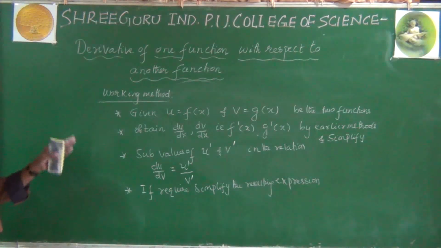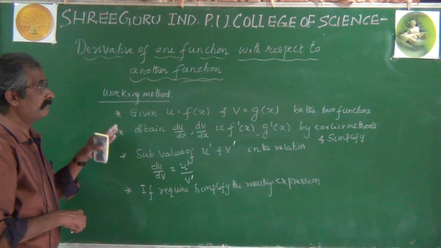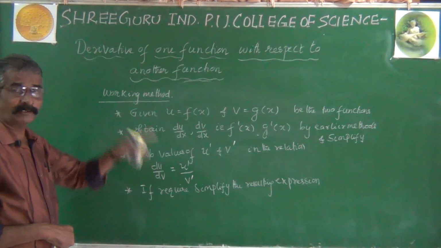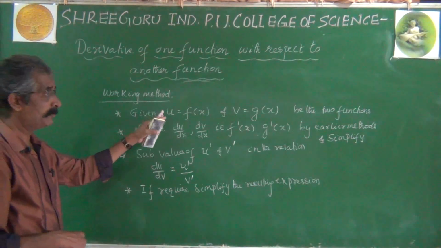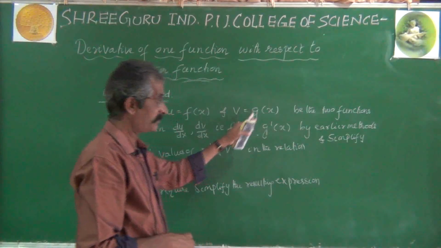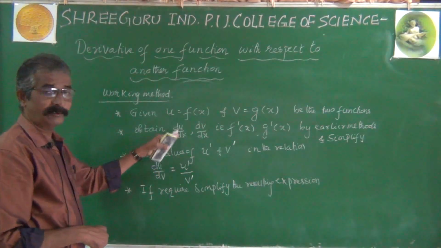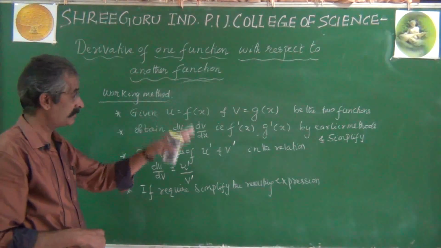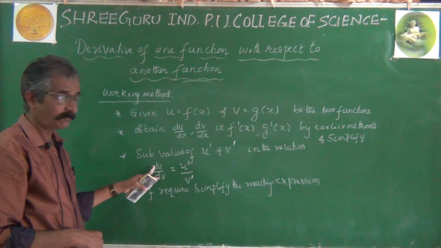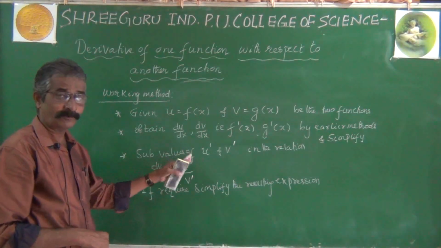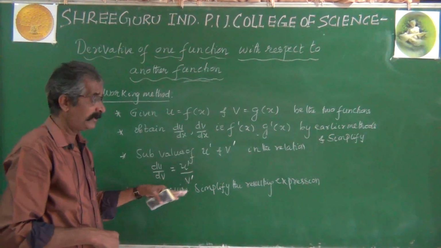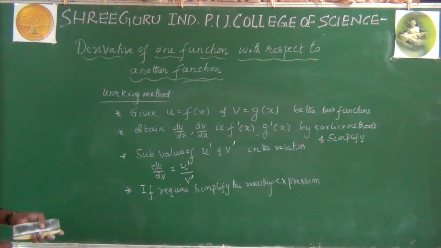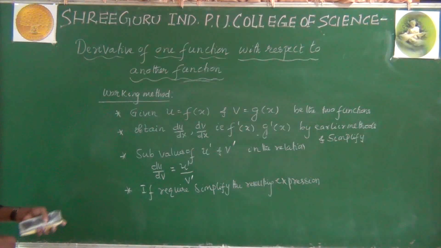So these are the four steps involved while getting differentiation of one function with respect to another function. First step, given u function as well as v function. Next step, find differentiation of u as well as differentiation of v with respect to x. And after that, use this formula, substitute values of u dash as well as v dash, and thereby, if necessary, simplify. Let's have problems concerned with this concept.